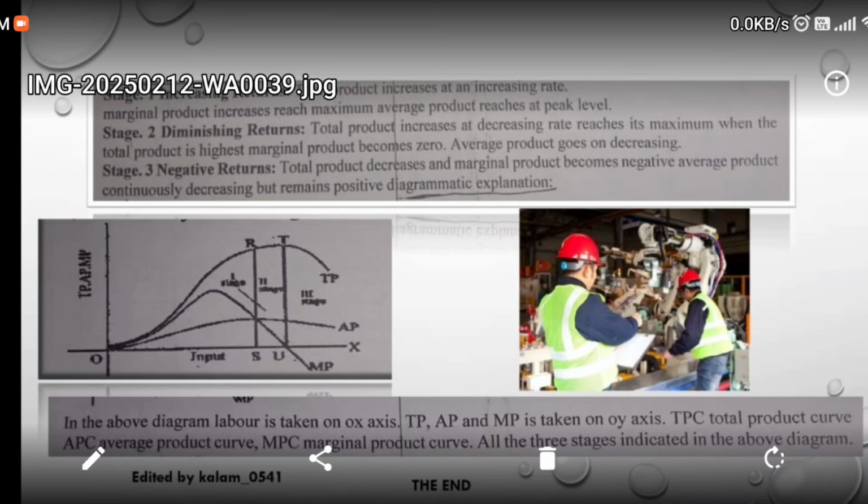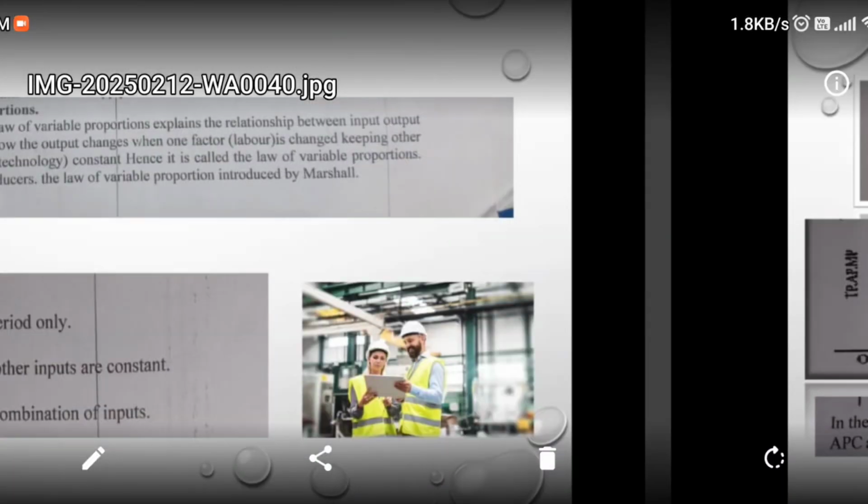In the diagram below, we explain the three stages. O to R is the first stage, R to T is the second stage. After the T point, it is the third stage. In the diagram, labor is taken on the OX axis. TP means total product, AP means average product, and MP means marginal product, taken on the Y axis. TPC is the total product curve, APC the average product curve, MPC the marginal product curve. All three stages are indicated in the diagram.